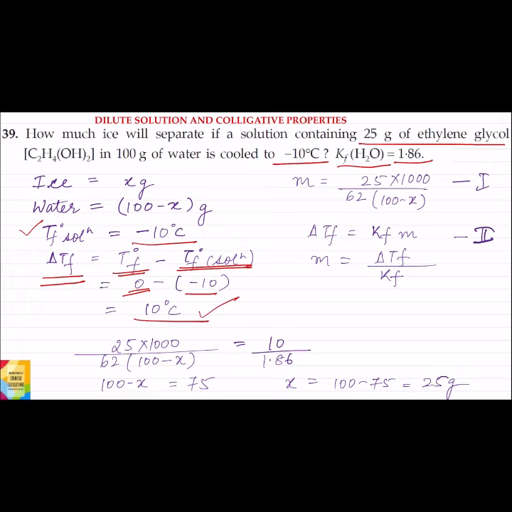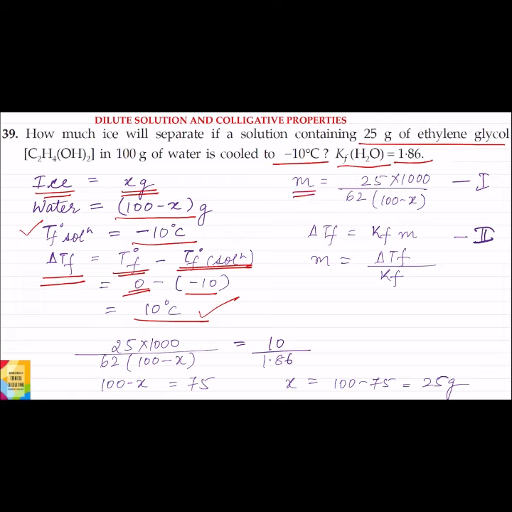Now let us assume that the weight of ice that separates out, let it be x grams. Therefore, initially जो weight of water था वो 100 gram था. Now after x gram of ice separates out, the weight of water will be 100 minus x gram. So at minus 10 degree centigrade, 25 gram of ethylene glycol is present in 100 minus x gram of water.